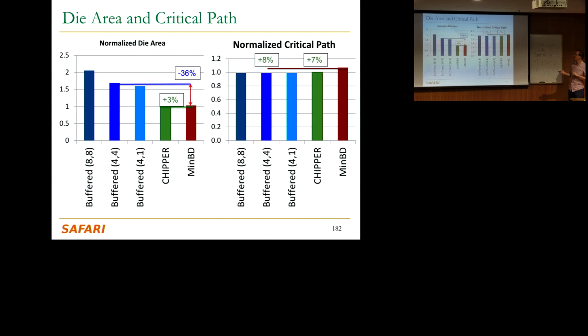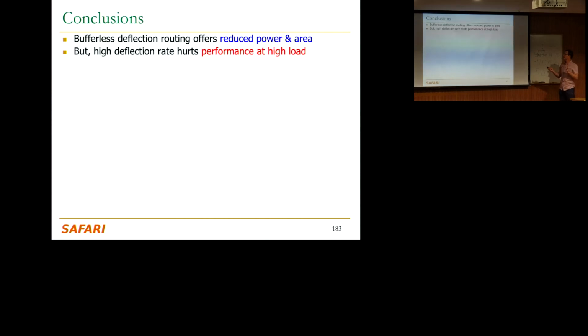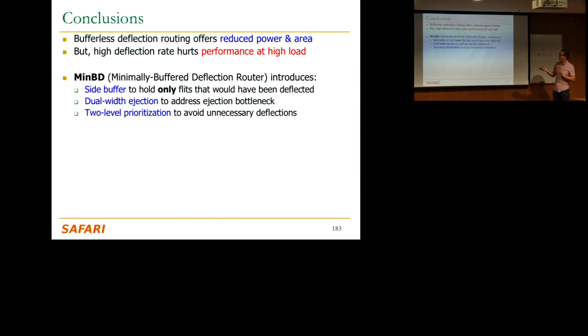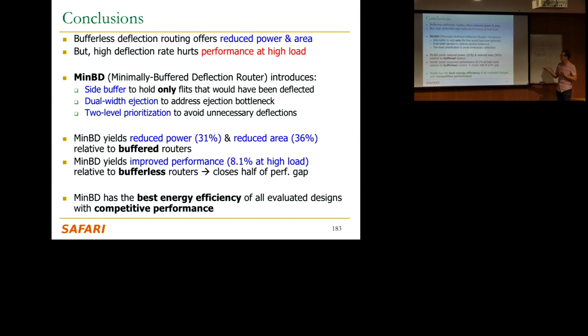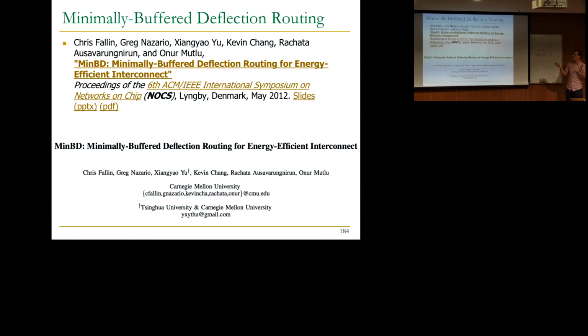Okay, so that gets us to the conclusions of this. We've already discussed this. I've already shown you the slide, so I'm not going to go over this. So this is the state of the art, at least in mesh type of networks, in terms of deflection routing.